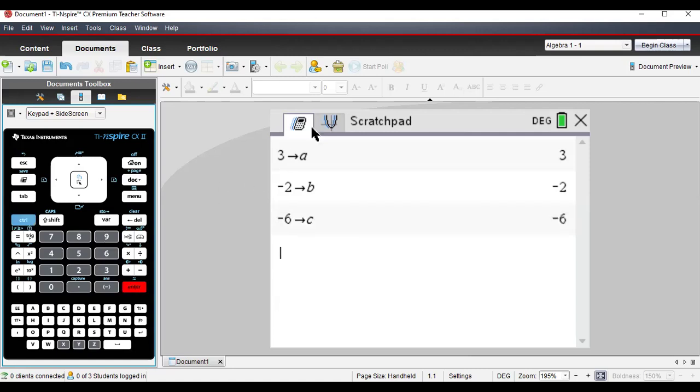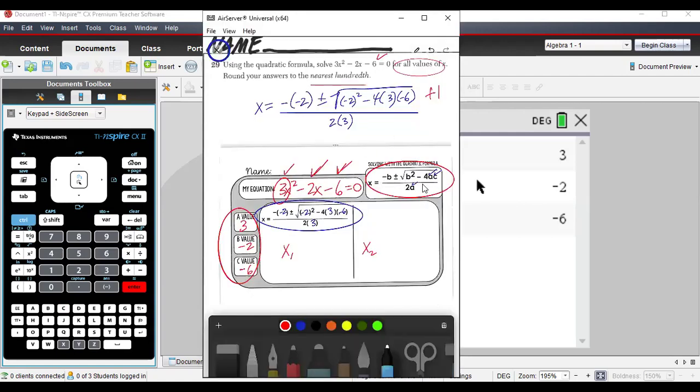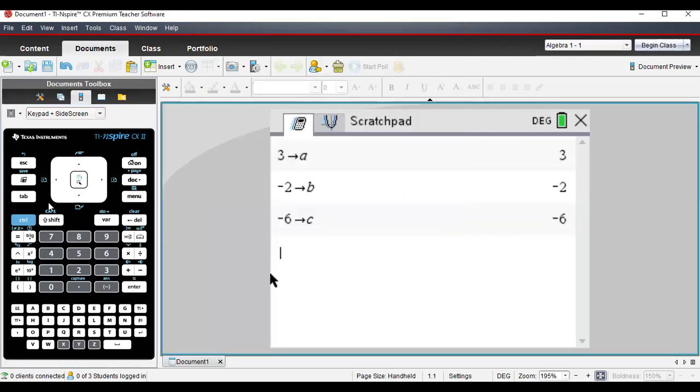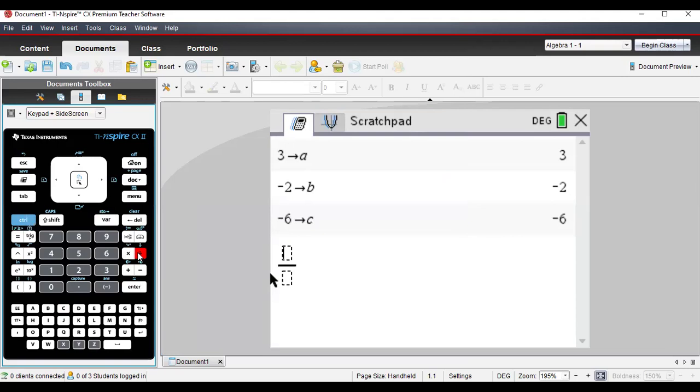Boom. Now, once I've got these stored, I'm just going to key in the quadratic formula with those letters, and then I'm going to press enter, and it's going to calculate it for us. Let me show you. I know I'm going to have a fraction, so I'm going to do control divide, and then key in the quadratic formula. So a -b plus the square root of b squared minus 4 times a and times c.